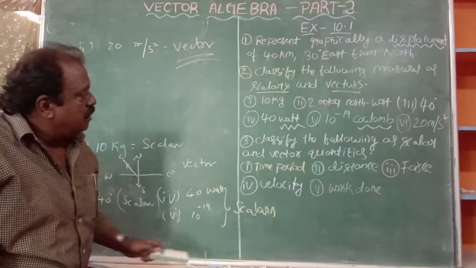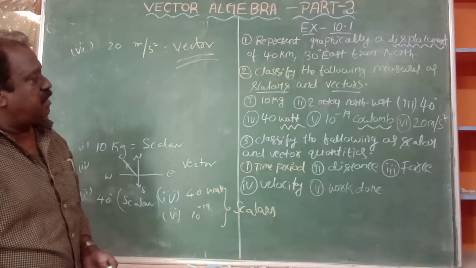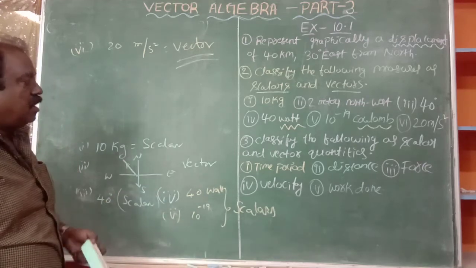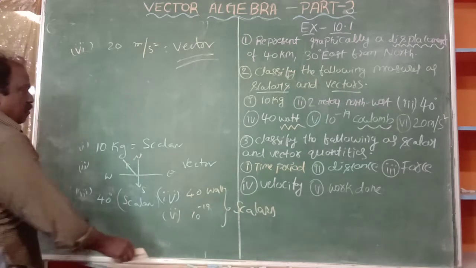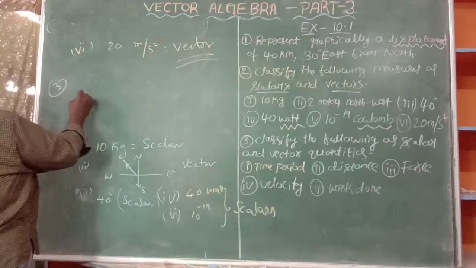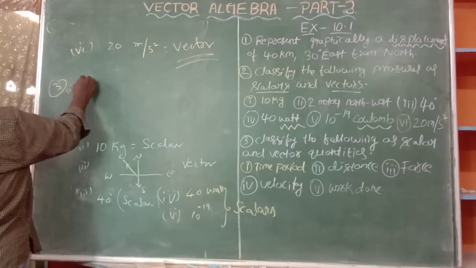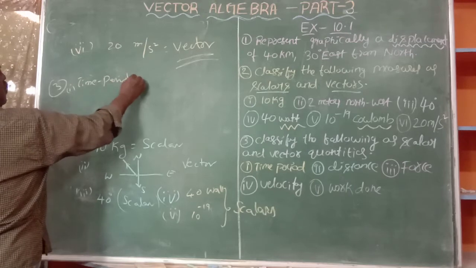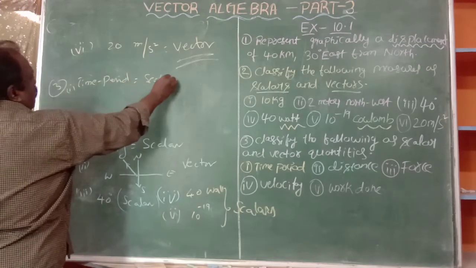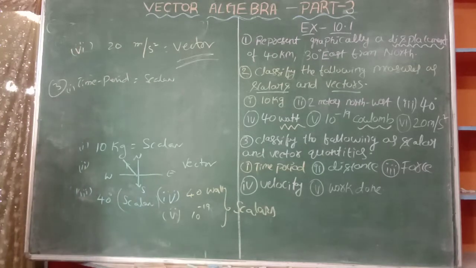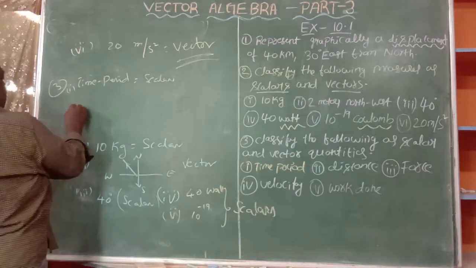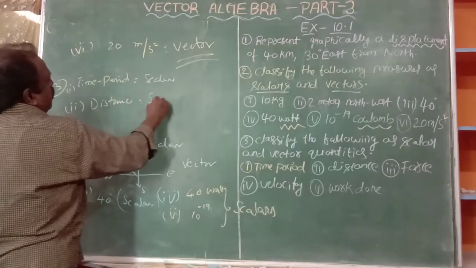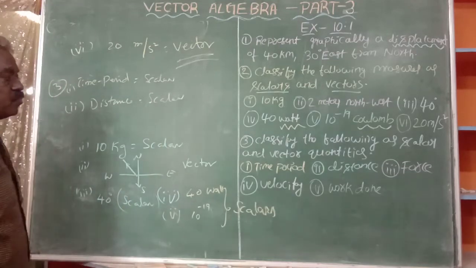Next, third one. Third one is the classification. Classify the following as scalars or vectors, in the same concept as the previous one. Time period. We are given a time period. This is the first. Time period is also a scalar. Distance, already we discussed, is also a scalar.